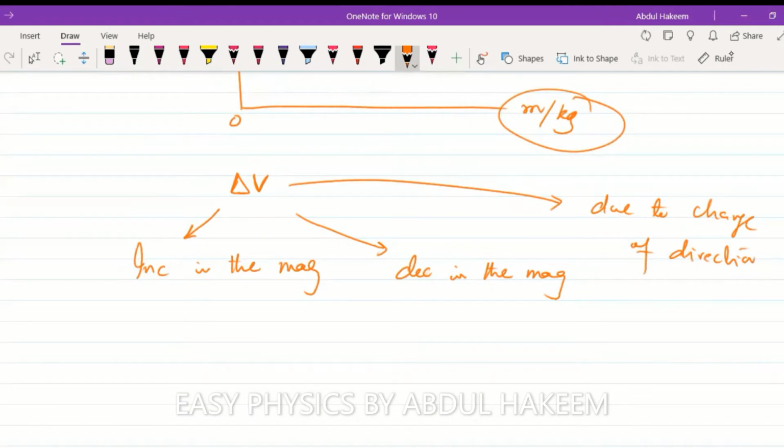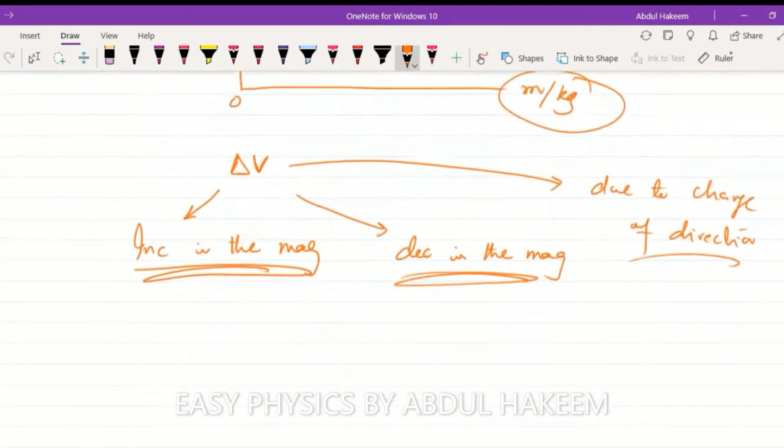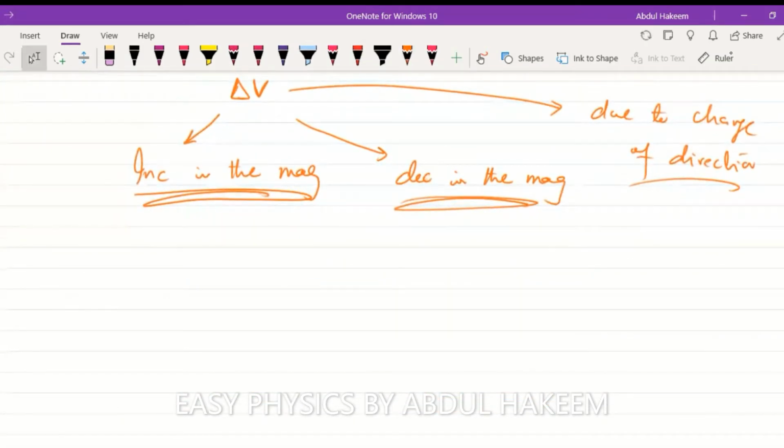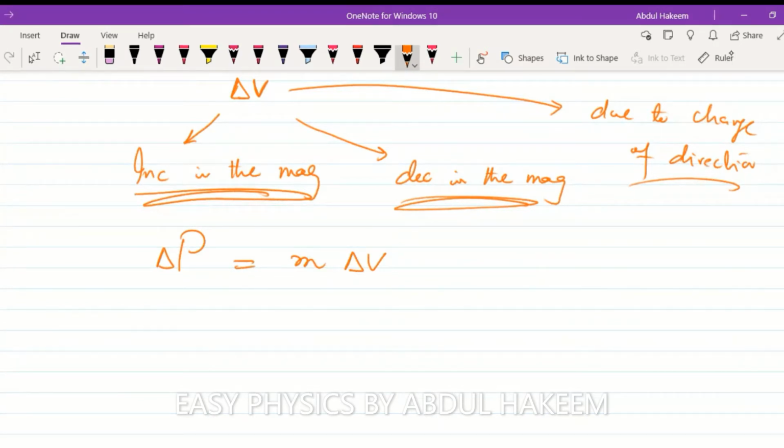So these are the three simple methods to change the velocity. Number one, by increasing the magnitude of the velocity, by decreasing the magnitude of the velocity, and by changing the direction. So when the velocity changes, acceleration is produced, and the momentum also changes. So due to change of velocity, we will write change of momentum. Change of velocity will produce a change of momentum.